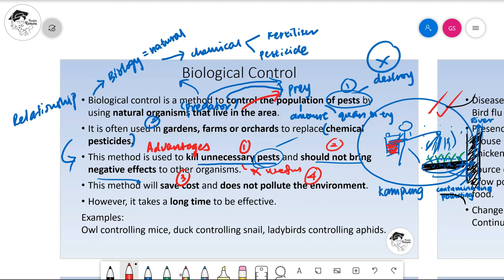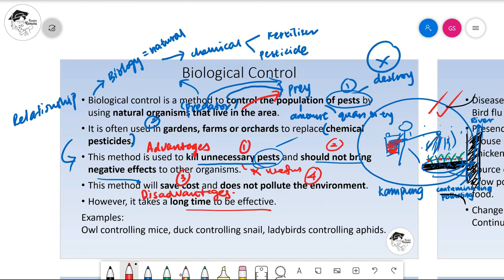But since it has advantages, it must also have disadvantages. In this world, things work like that. If you ada kebaikan, you ada keburukan. So what happens is, it takes a long time to be effective. Because if you think about it, when you spray this pesticide, immediately the pest here is going to die, because you are going to spray this chemical pesticide on it. Definitely, for sure. Or even if it doesn't die immediately, it will die one day or 2 days later.